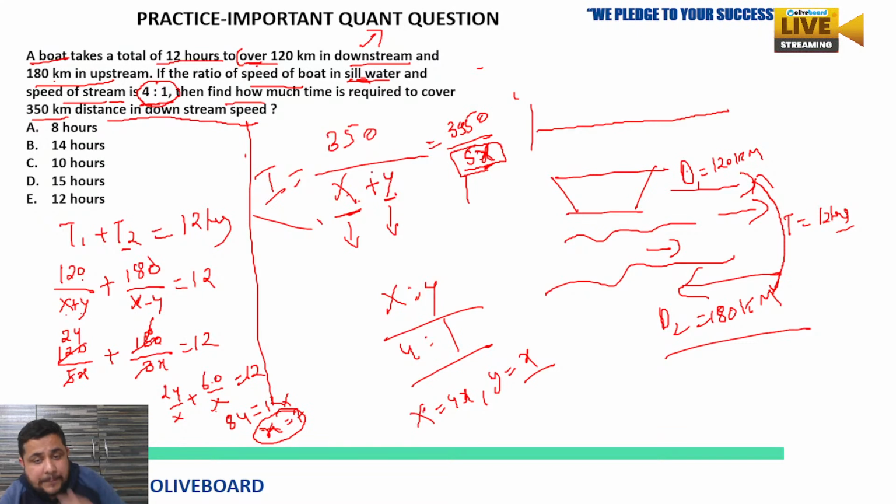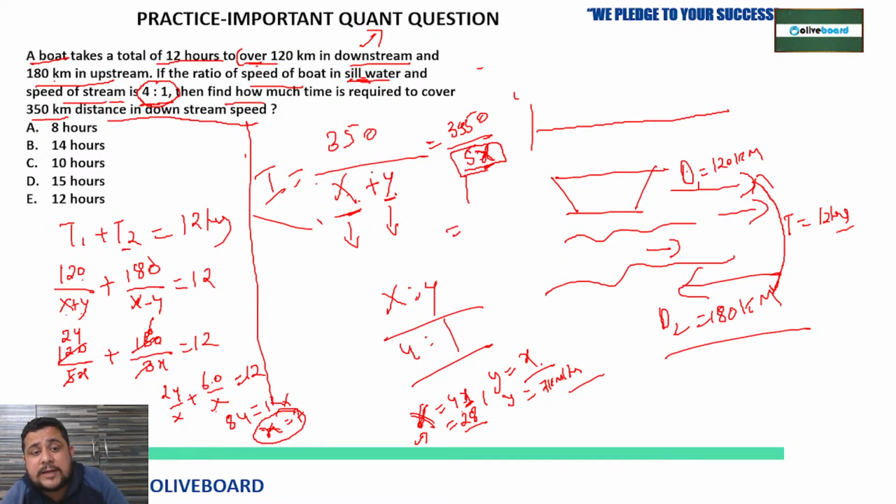So capital X is what? The speedboat, and small x we need to find out for that 4x. So small x value is 7 now. So 4 multiply 7 means 28 kilometer per hour is the speed of boat in still water, and the speed of stream is what? That is x, which is 7 kilometer per hour.